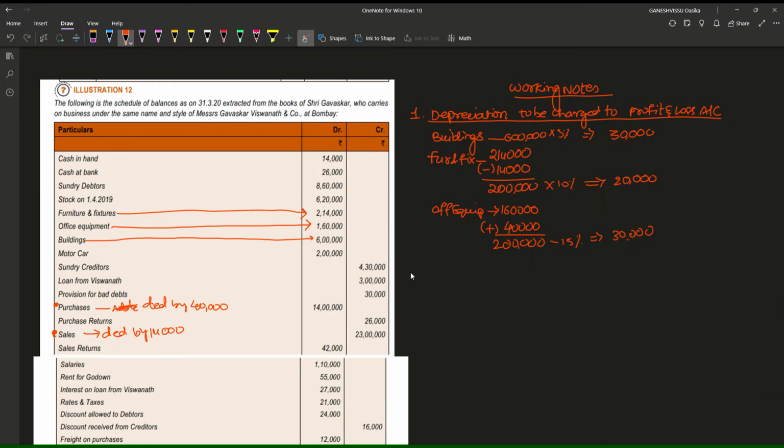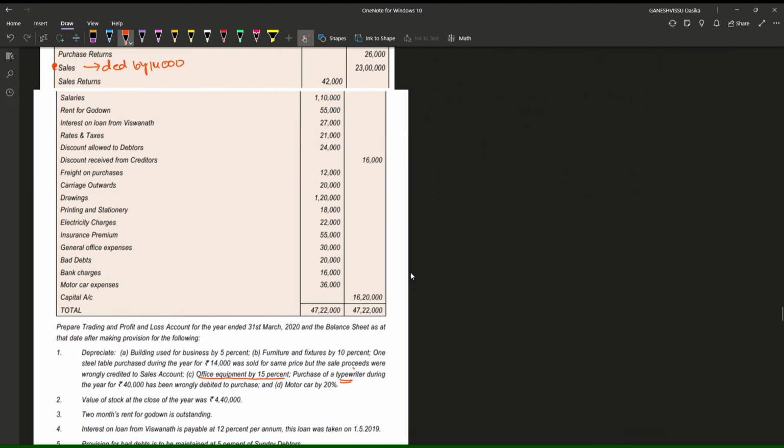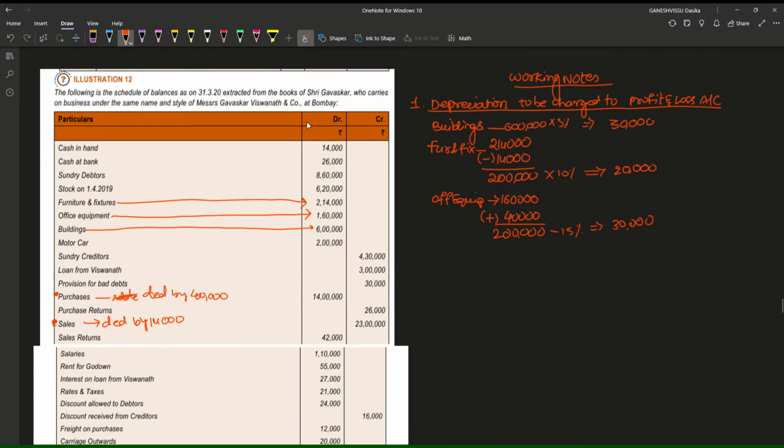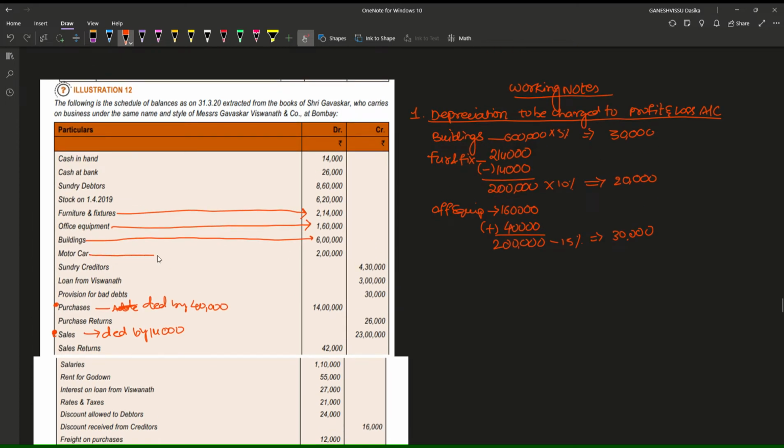And next one is what? Next one is motor car, we need to depreciate by 20%. What is the value of the motor car? 2 lakhs rupees. So let us write it here, motor car depreciation. So 2 lakhs we need to depreciate by 20%. That would be 40,000.